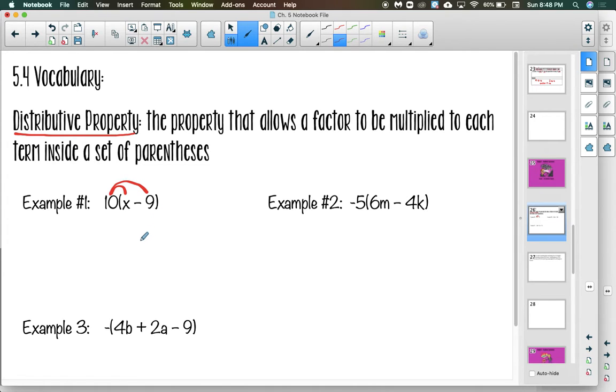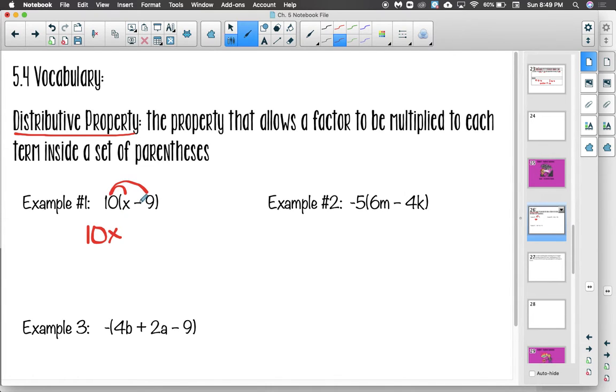inside of the parentheses. And this is the work I like to see shown to make sure that you know you're doing your multiplication in every place possible. So first we're going to take 10 times x. 10 times x is 10x, and we're going to write it like this. You know that a number next to a variable means multiplication.